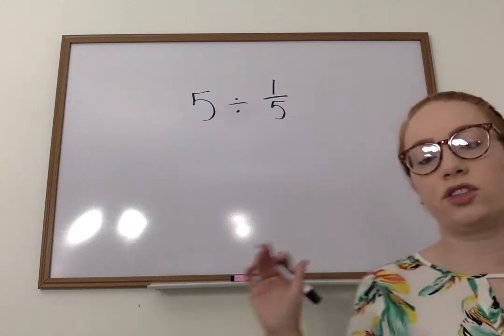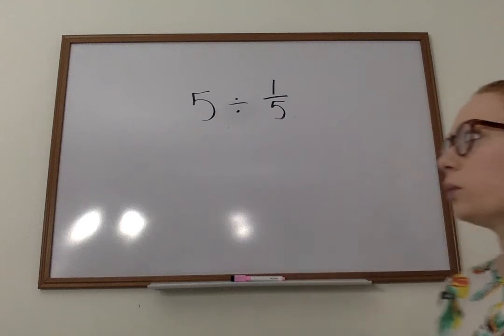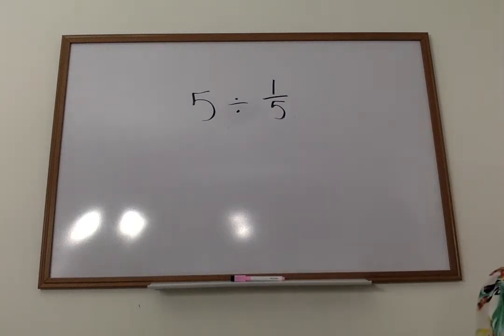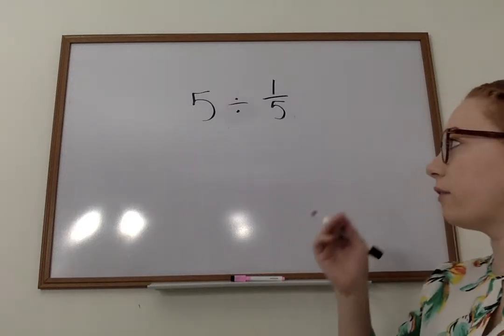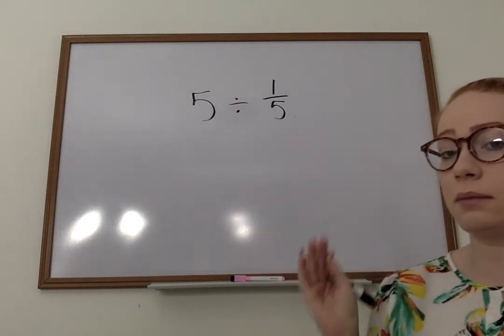Alright guys, so today this is just going to be a quick review over our upcoming quiz for Chapter 9. The first one we see is 5 divided by 1/5. The first thing you're going to do is make sure that they're both fractions, because if I have one whole number and one fraction, I can't divide that. I need them both to be the same thing.